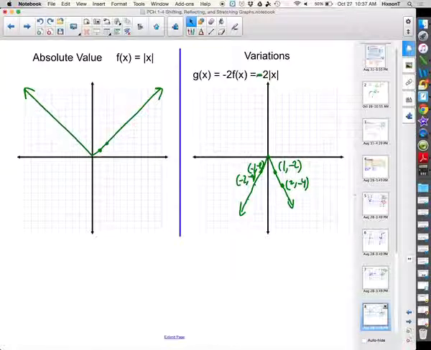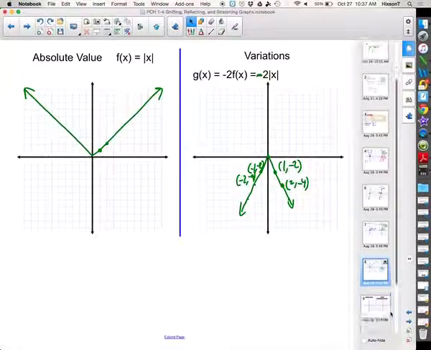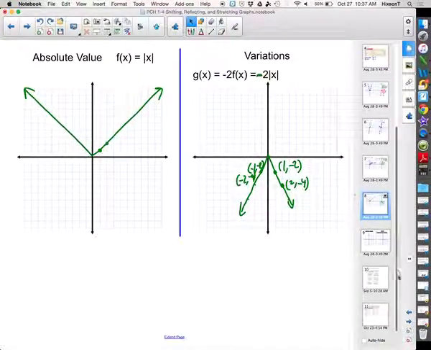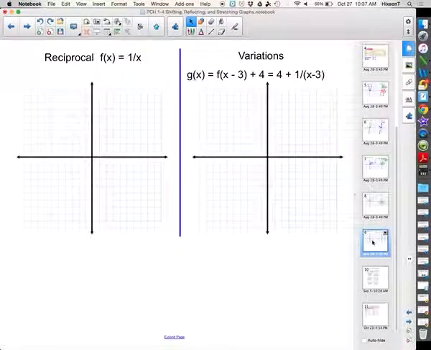Our next one deals with a parent function that we actually didn't put on our sheet yet. So if you want to get out your sheet of parent functions, we can add this one to it. And this is the reciprocal function, 1 over x.